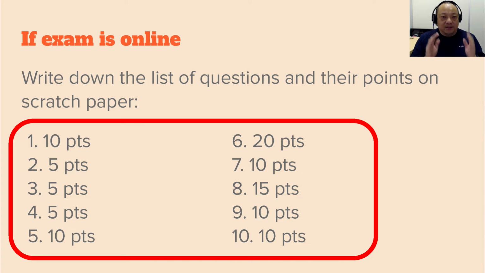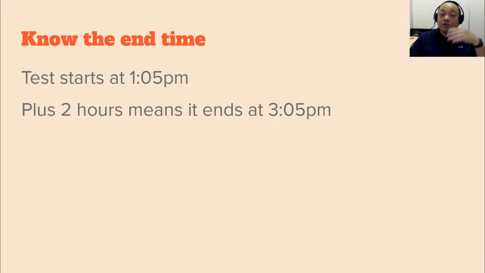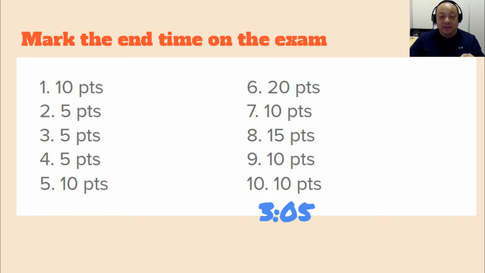Now, if the exam is online and the questions are on the screen, you should write down the list of questions and their point values on scratch paper. That way we have something to write on. First, note the start and end time. The test starts at 1:05 p.m., plus 2 hours means it ends at 3:05 p.m. Mark the end time on the exam, 3:05 p.m.